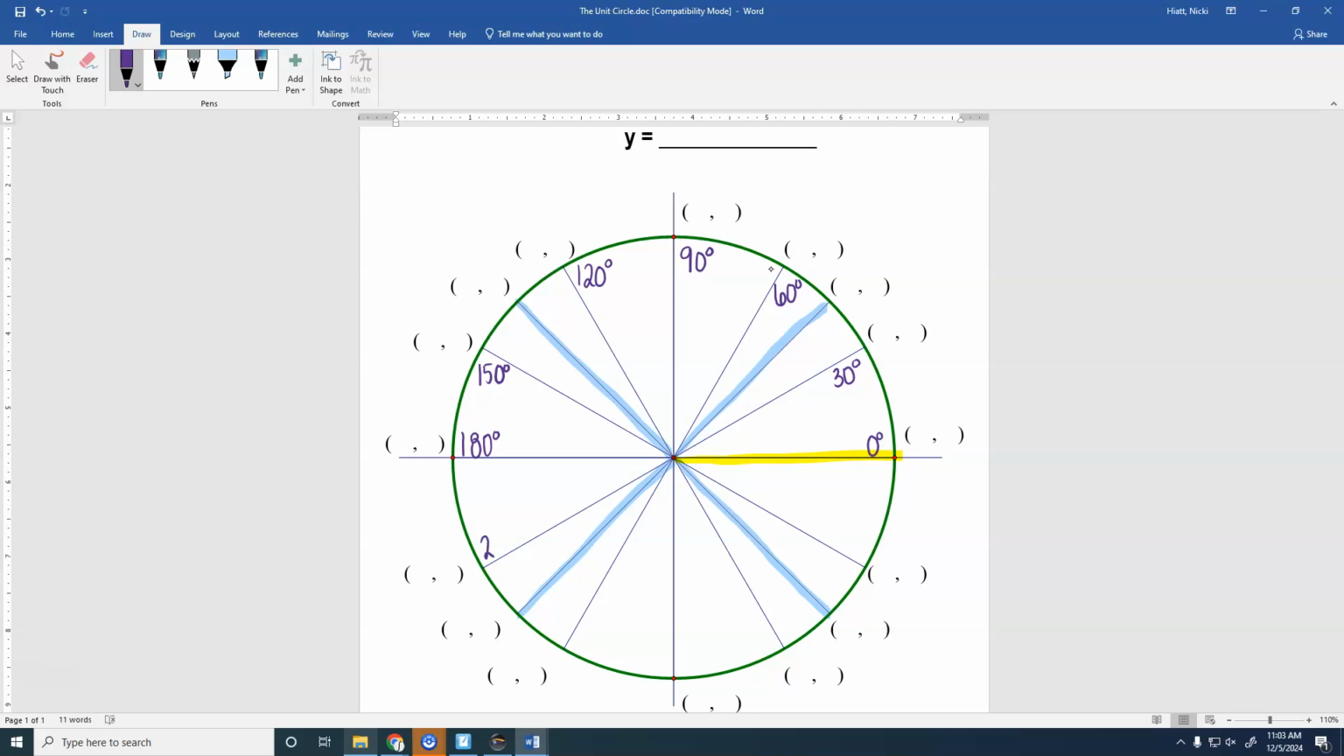Then we would have 210, 240, put that down here, 270, 300, and 330. And if we want to, we could go back over here. This is also 360. You can call it 0 or 360.